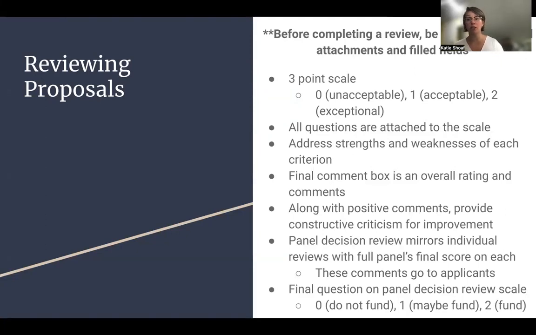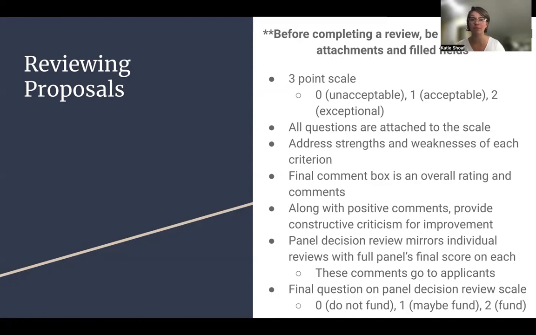The applications will certainly have some attachments to the side. People may have different numbers of attachments. Some of the attachments are optional, but there will be a number of fillable fields that will be included in the full application. So you'll be able to see them in the PDF version of the application, but you'll also be able to open up the details of the application within the reviewer screen so that you can see what those filled fields are. So just make sure you're looking at all elements of the proposal before evaluating any of the review criteria.